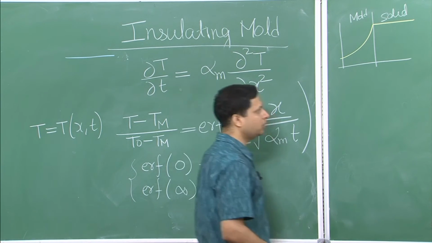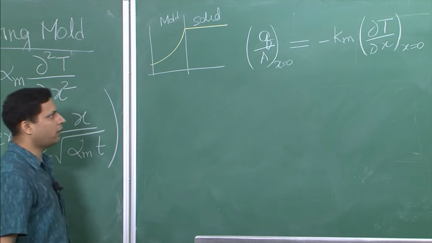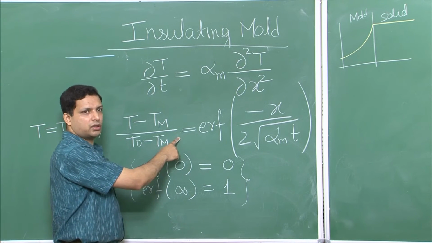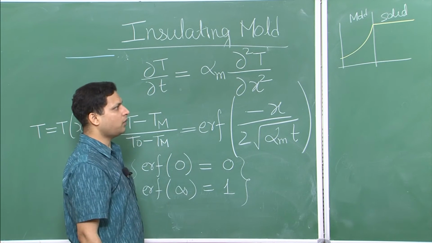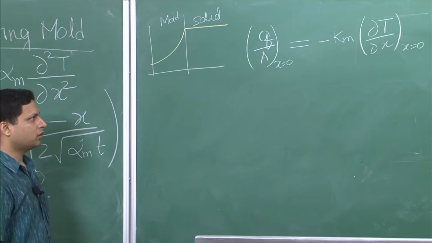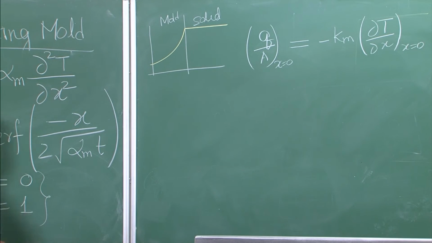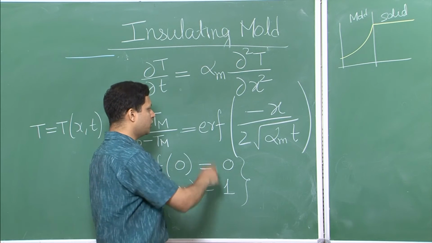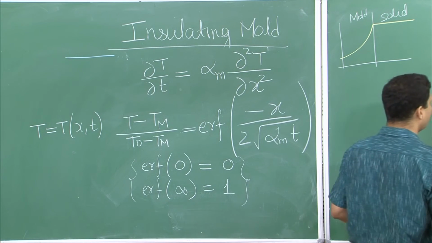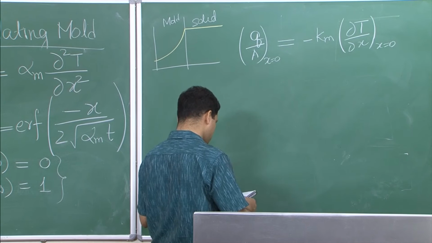Let us move on. So, this is our equation Q over A is equal to minus Km del T over del X. What we need is to differentiate this equation with respect to x. How do we differentiate this function with respect to x? For that you also need to know how to differentiate the ERF function. So, again a quick bit of information.